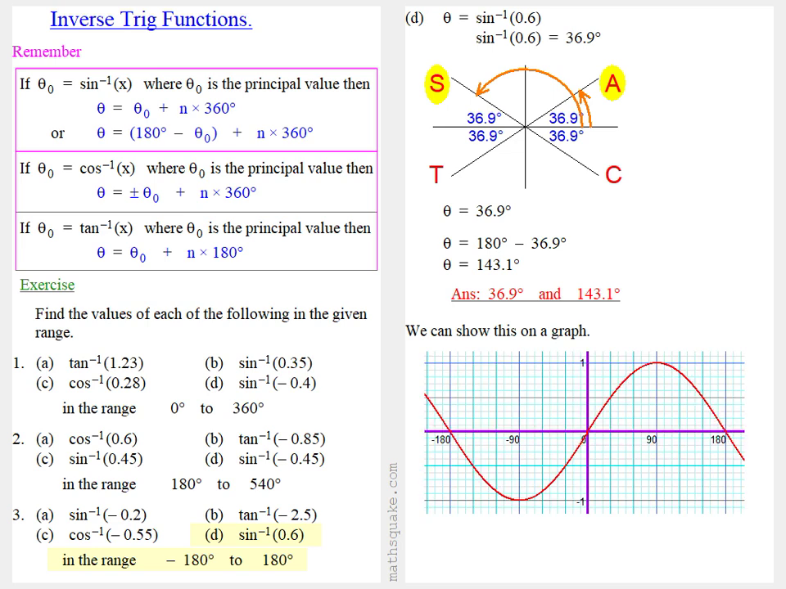Now we can see this if we draw a sine graph. If we draw a horizontal line across where y is 0.6, we see it crosses the curve at 2 points, 36.9 degrees and 143.1 degrees. And that confirms our original answers.